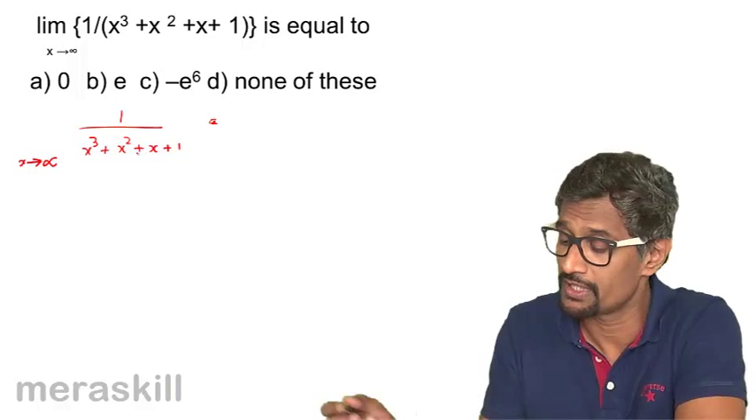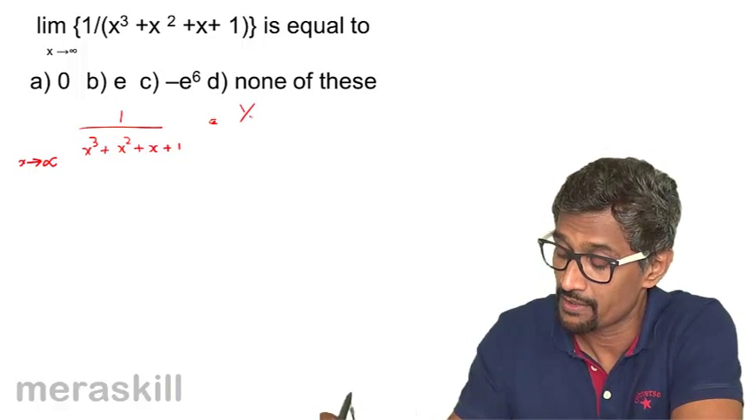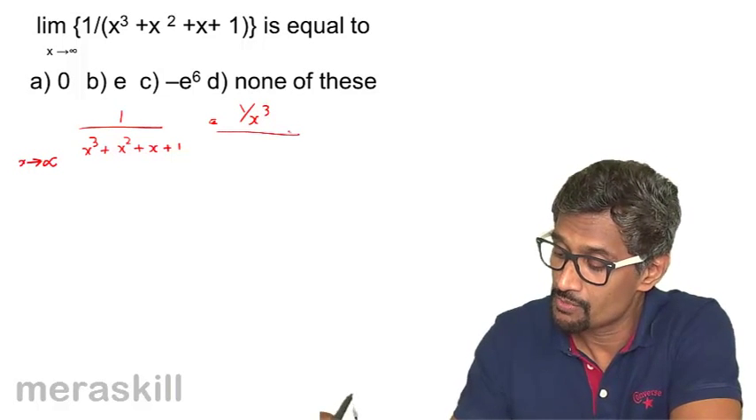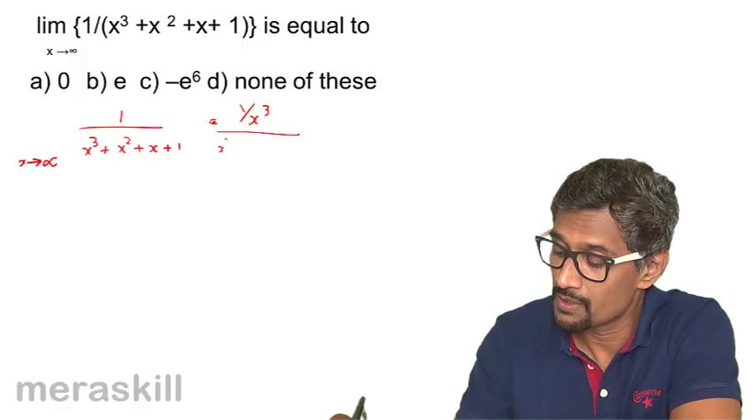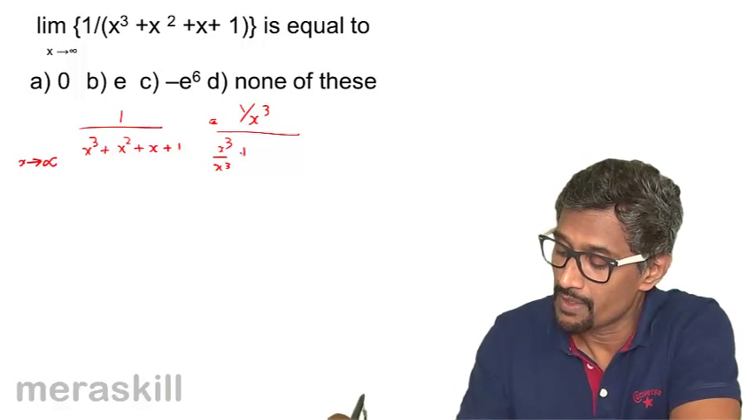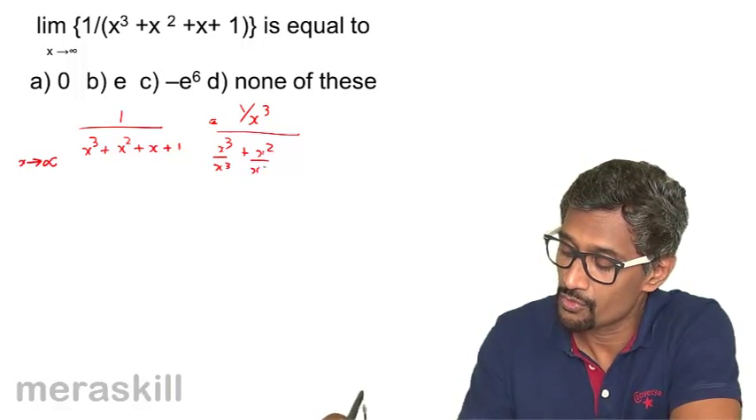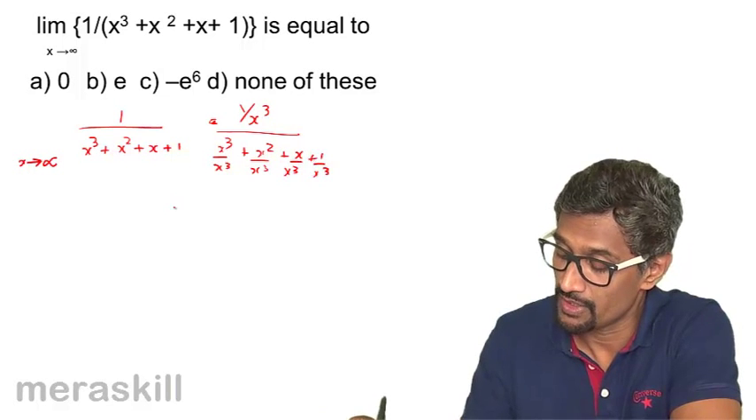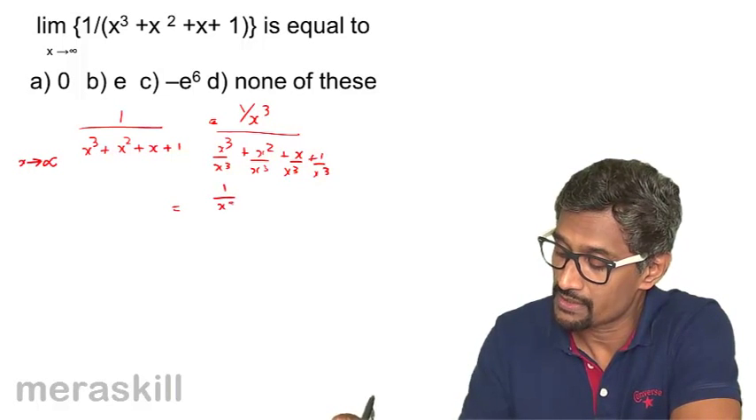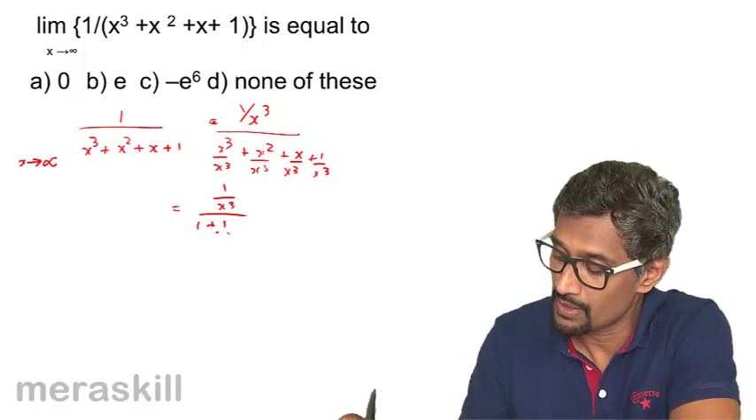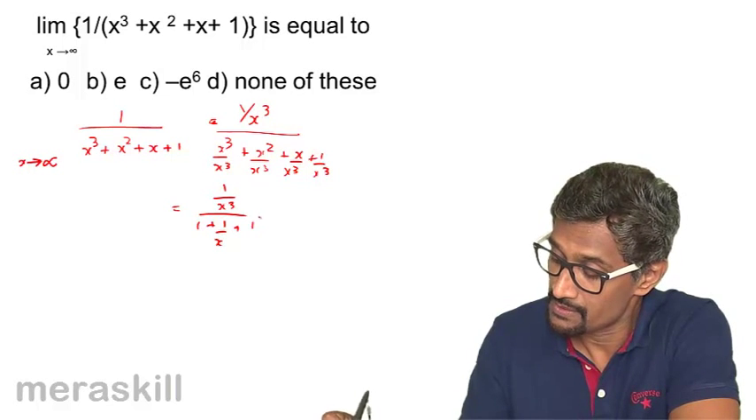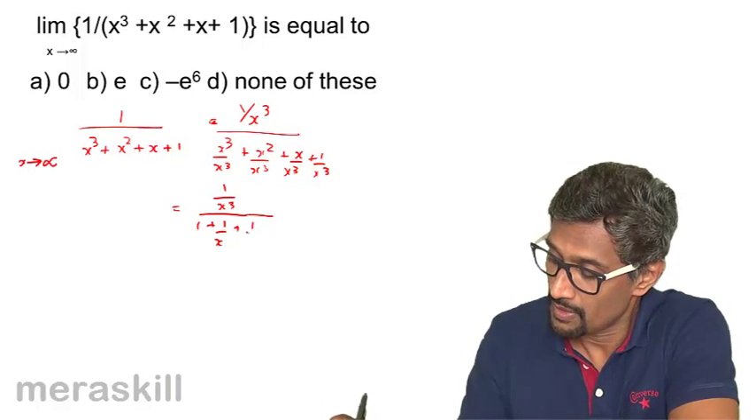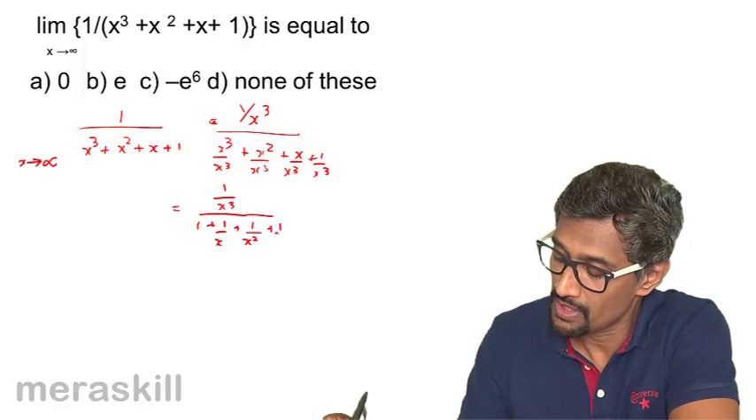So we divide both numerator and denominator by x cube. So we get 1 upon x cube by x cube plus x square upon x cube plus x upon x cube plus 1 upon x cube. Hence you end up getting 1 upon x cube upon 1 plus 1 by x plus 1 by x square plus 1 upon x cube.